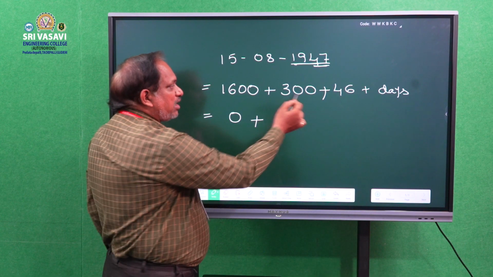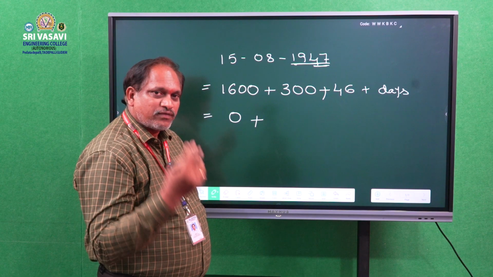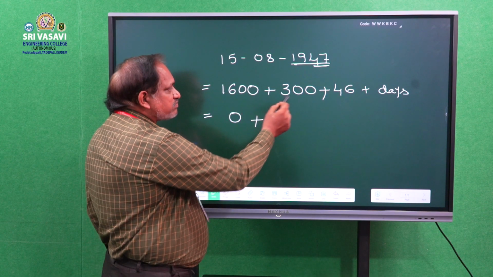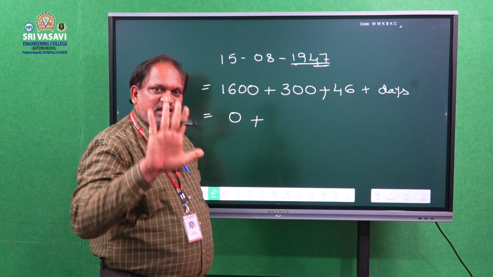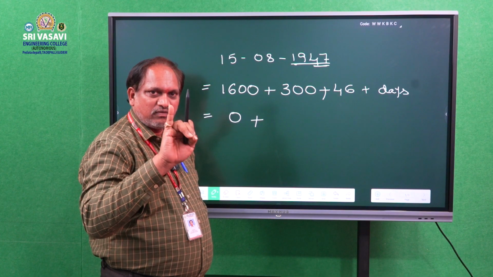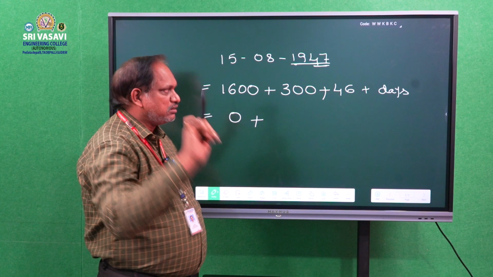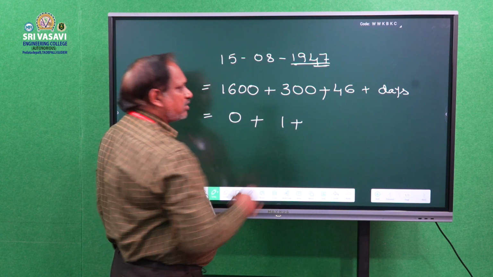Similarly, 300 years, finding odd days. 300 years means, first of all, the number of odd days per 100 years. I gave the basic concept, 5. For 100 years, it is 5, 200 years 3, 300 years 1, 400 years 0. Therefore here for 300 years, the number of odd days is 1.